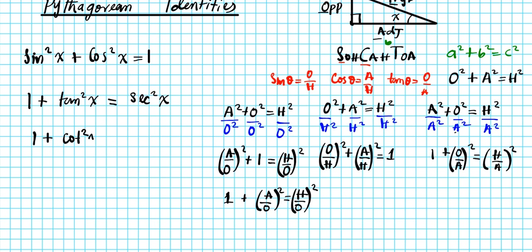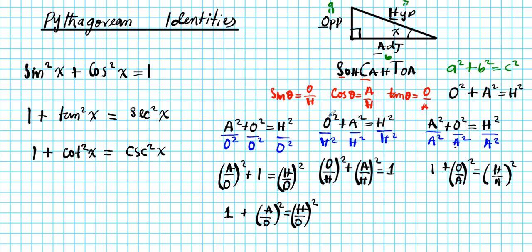So cotangent square x is equal to, now what on earth is H over O square? That is the reciprocal of O over H, the reciprocal of sine. When you reciprocate sine, you get cosecant. So you have cosecant square x. So these are the 3 Pythagorean identities, and you can clearly see how they came about from the Pythagorean theorem in collaboration with SOHCAHTOA. Now the last set of fundamental identities are your odd and even identities.